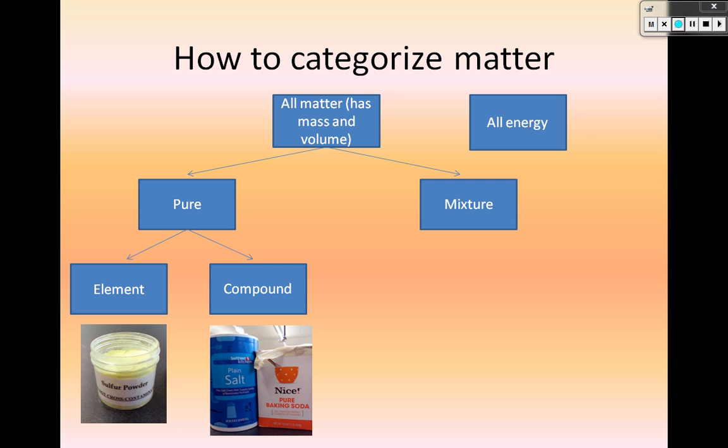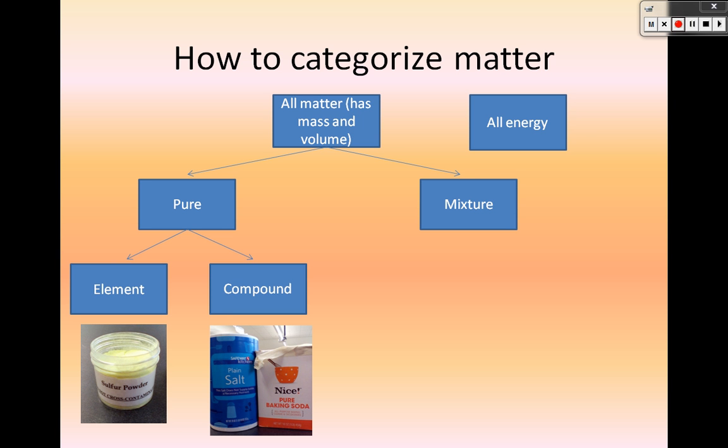Both of these, salt and baking soda, have scientific names, so you could call salt sodium chloride, and you could see sodium and chlorine are on the periodic table. You could call baking soda sodium bicarbonate, and sodium's on the periodic table. You then kind of have to know what bicarbonate is, and that's hydrogen, carbon, and oxygen. It kind of has the word carbon in it. And so those are all pure.